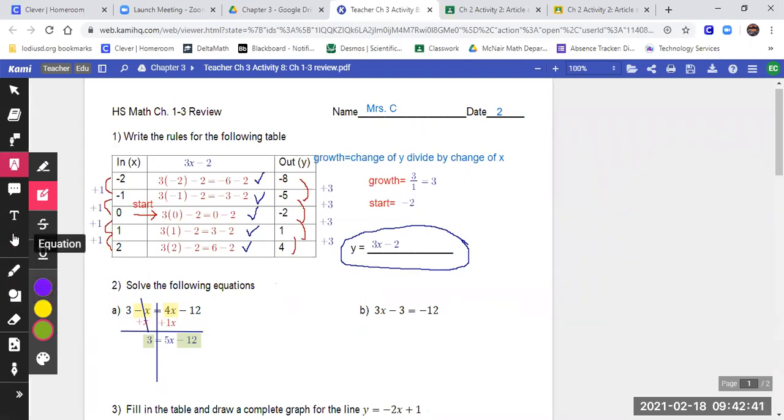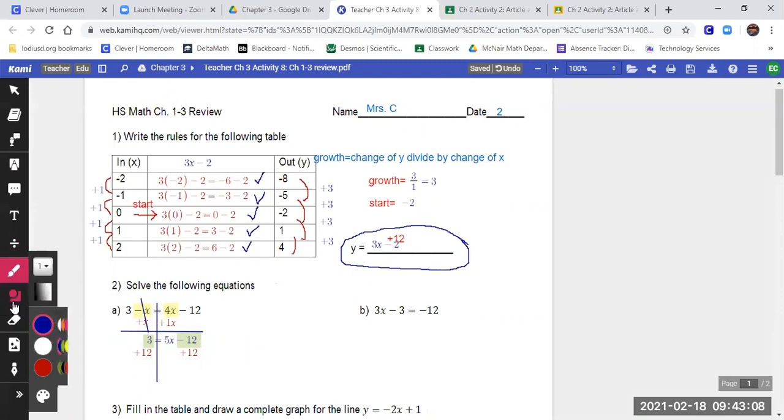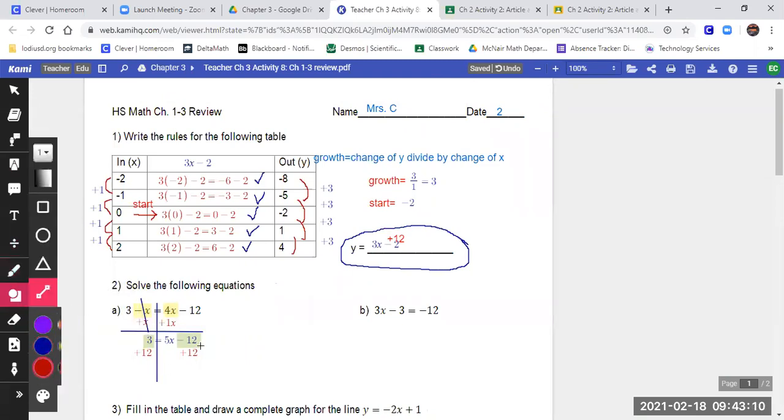So we're going to add 12 to the negative 12, and I'm going to add 12 to the 3. Okay, because I need to big zero the 12. And the way we big zero a negative 12, we do a positive 12 to it. Big zeroed, all gone.